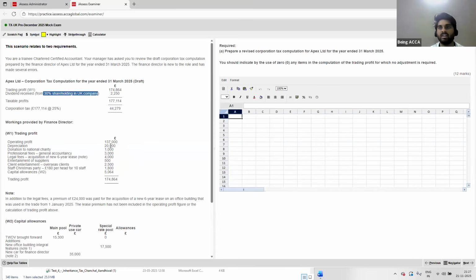So depreciation has been correctly added back because it is a non-cash expense, so it should be added back. Donation to national charity is also added back correctly because it should be deducted from the total profits in order to get the taxable total profit. So this is also correct. Next, professional fees of general accountancy. Professional fees of general accountancy is an allowable expenditure because it is directly relating to the accounting part of it. So this is an allowable expenditure. So this should be at zero.